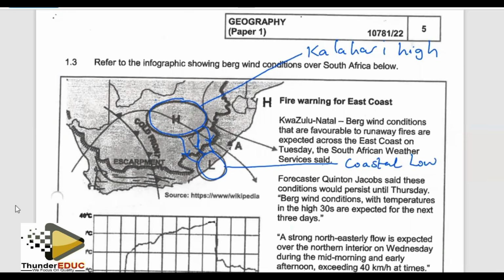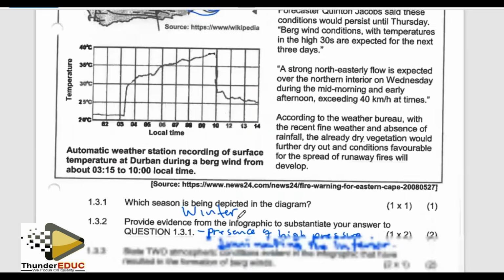Because of the presence of the high pressure cell, like we've mentioned, the high pressure cell over the interior and the coastal low over the coast, there is a pressure gradient. So this does result in the development of the berg wind conditions.